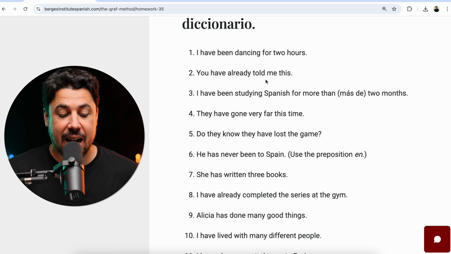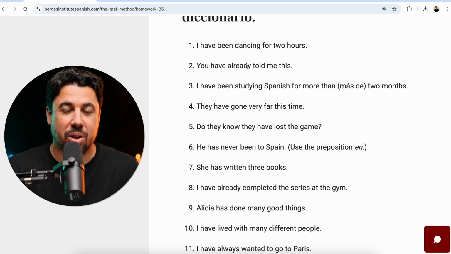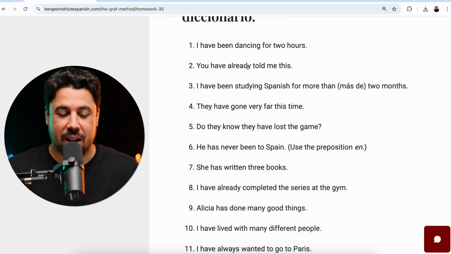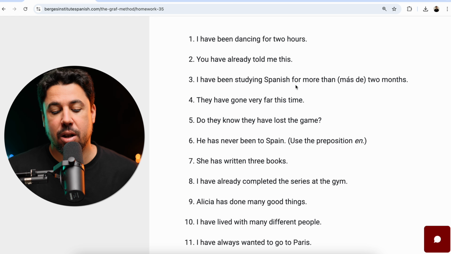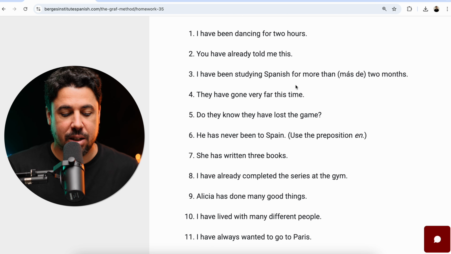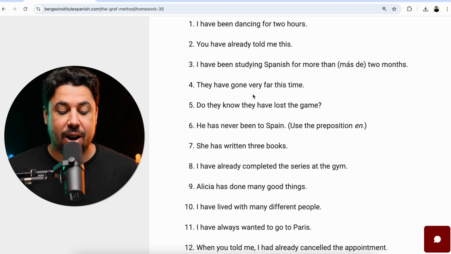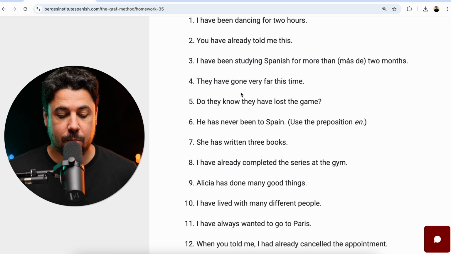You have already told me this. Tú ya me has contado esto. And as a reminder, we can't have the ya between the has and the contado. They have to be together. I have been studying Spanish for more than 2 months. He estado estudiando español por más de 2 meses or just más de 2 meses. They have gone very far this time. Ellos han ido muy lejos esta vez.